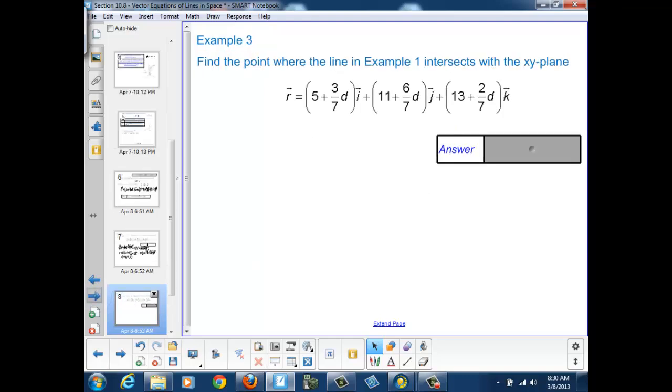All right, here's another question. Find the point where the line in example 1 intersects with the xy plane. So if I were going to think about what we're talking about here, let's draw my x. My xy plane is the area here. Let me see if I can highlight. So it's in this area down here.